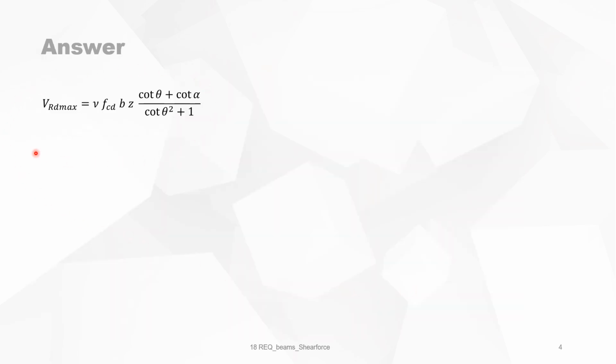First, we calculate the maximum allowable shear force in the beam due to the compression field. This is equal to this equation with cotangent theta, the angle of the compression strut, and cotangent alpha is the angle of the stirrup. But because the stirrup angle is vertical, it's 90 degrees, so cotangent alpha is 0.